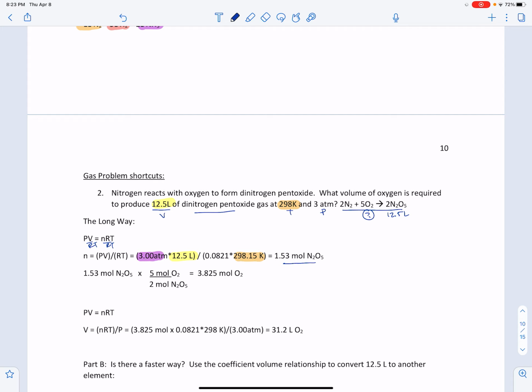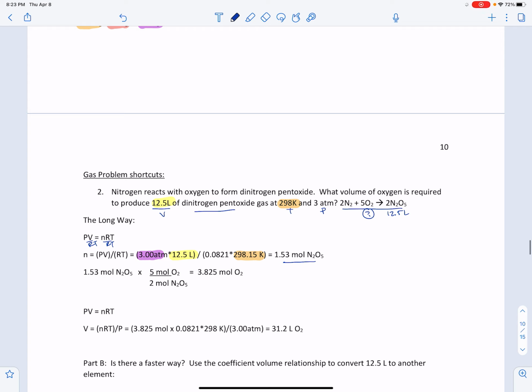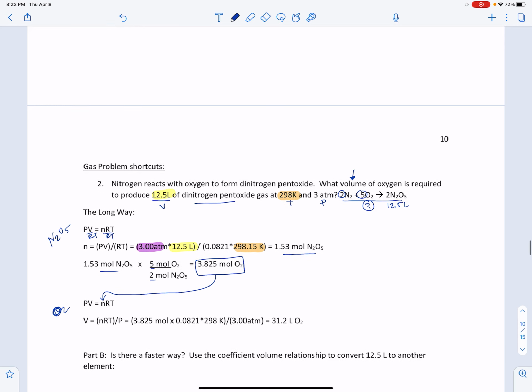Then, like before, you're going to have to do 1.53 moles. You're going to use that molar ratio. So again, the 2 to the 5. And you're going to end up with moles of oxygen. It doesn't want to know moles of oxygen. It wants to know the volume of oxygen. So guess what? Now you get to plug that into another PV equals nRT. This PV equals nRT was for N2O5. This PV equals nRT is for oxygen.